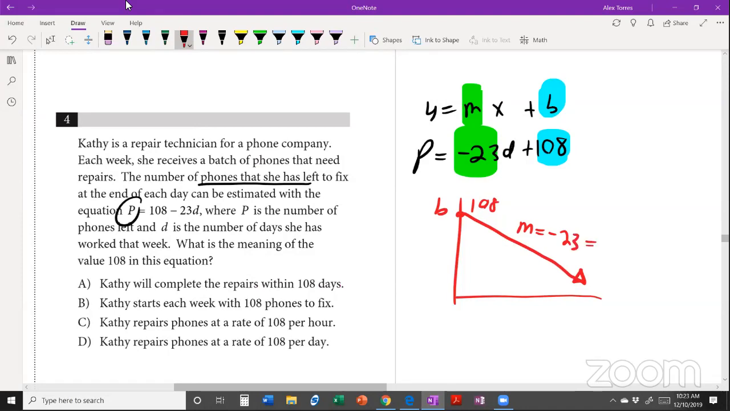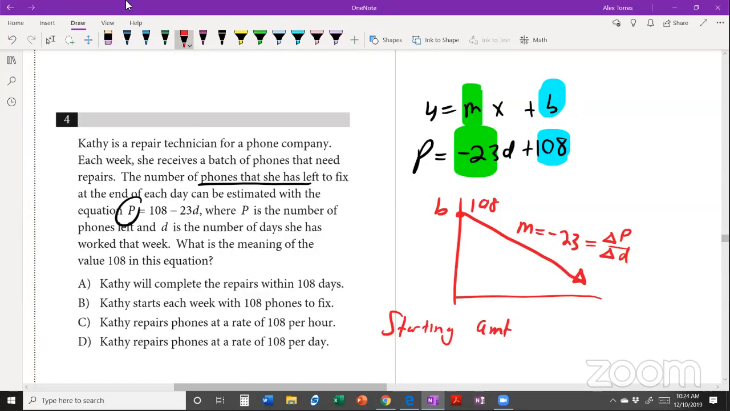And the slope is your change in Y over change in X. So that's the change in number of phones for every change in D, and D is the number of days. So the change in phones per day is negative 23. The starting amount is 108. So what's the significance of the 108? It's the starting amount.